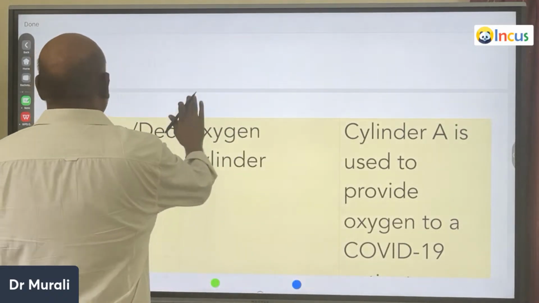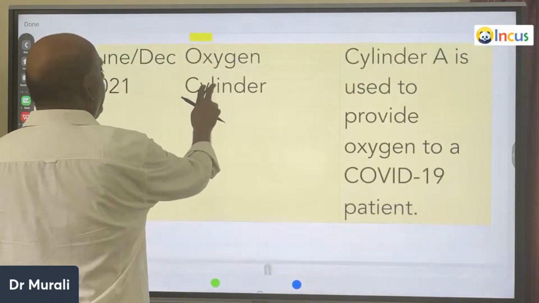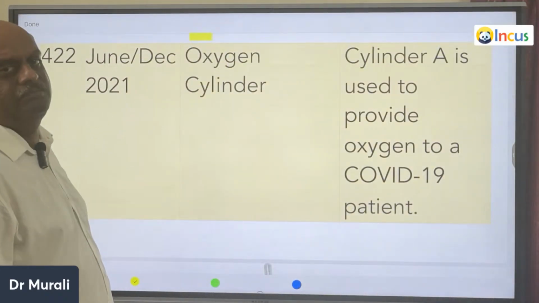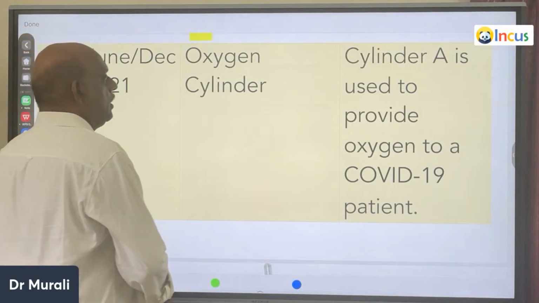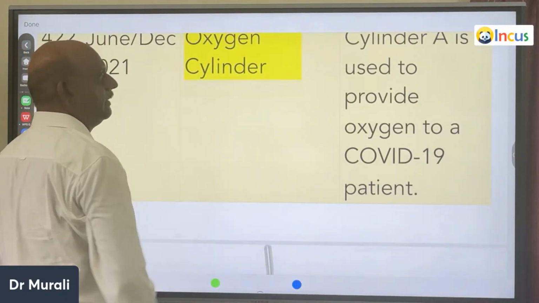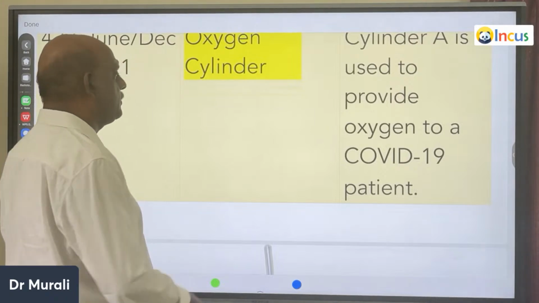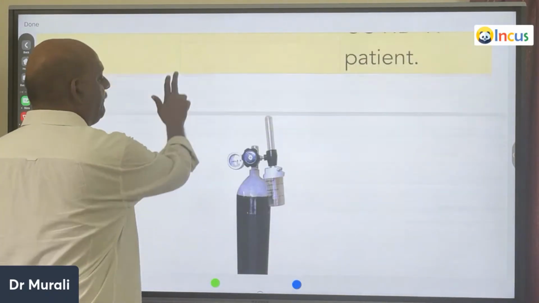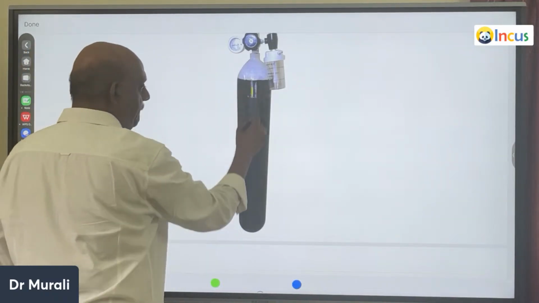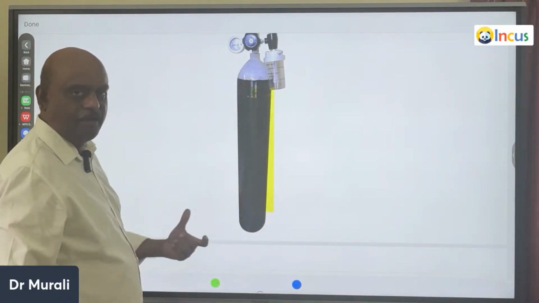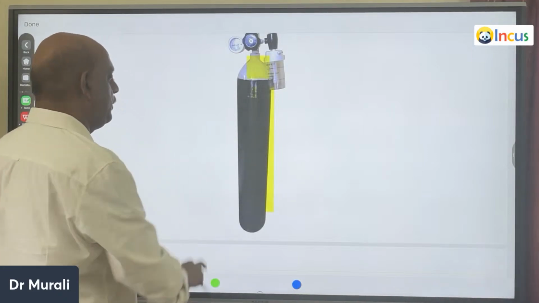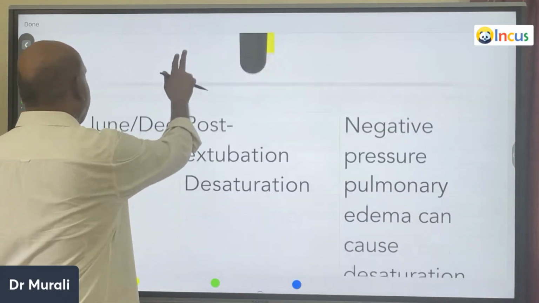So doctor, let's go to anesthesia. Starting with the 2021 FMGE paper, an oxygen cylinder is being provided and you are asked to identify it. So typically an oxygen cylinder will have a black trunk and a white top. So you should basically remember.